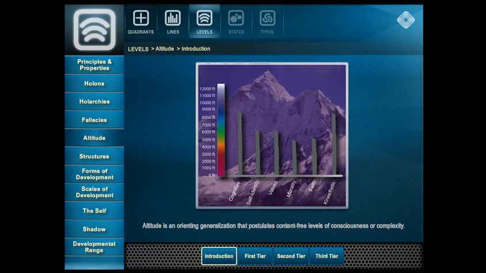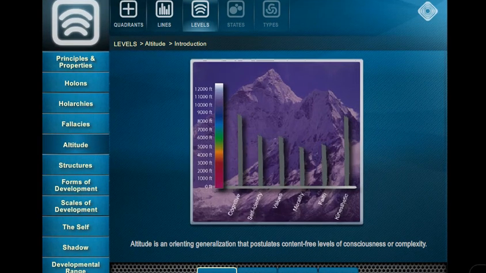Altitude is an orienting generalization that postulates content-free levels of consciousness or complexity. It allows for easy cross-line communication and understanding.